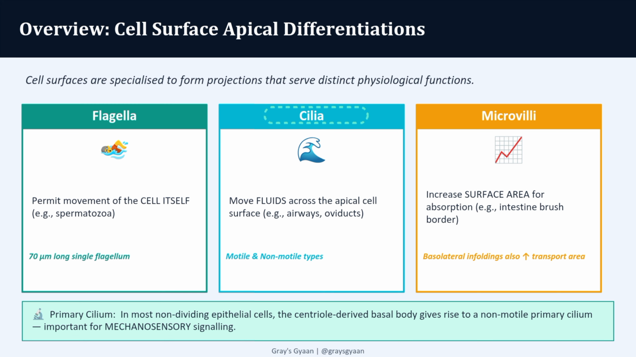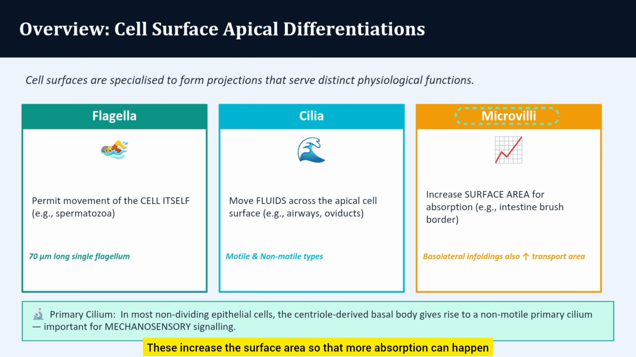Second, cilia. The job of cilia is to move fluid across the apical surface of the cell, for example, clearing mucus from the respiratory tract. There are two types, motile and primary. We will cover both in detail. Third, microvilli. These increase the surface area so that more absorption can happen, like the brush border of the intestine.